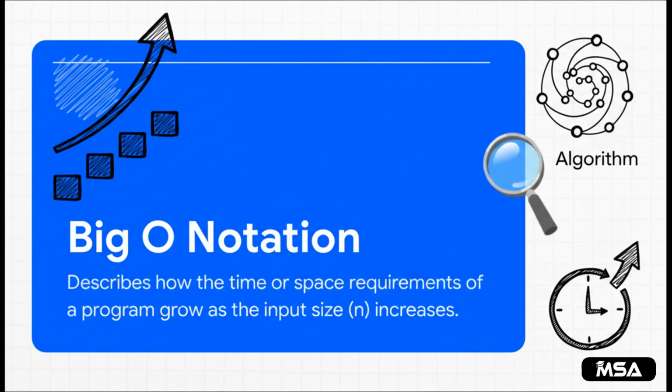You can think of it as the universal language that programmers use to talk about efficiency. It's not about measuring speed in seconds or milliseconds. Instead, Big O tells you how the performance changes, how it scales, as your input size, which we just call n, gets bigger and bigger.